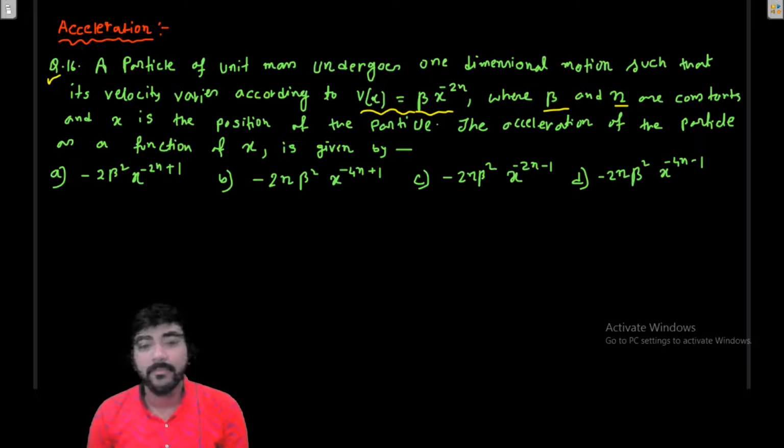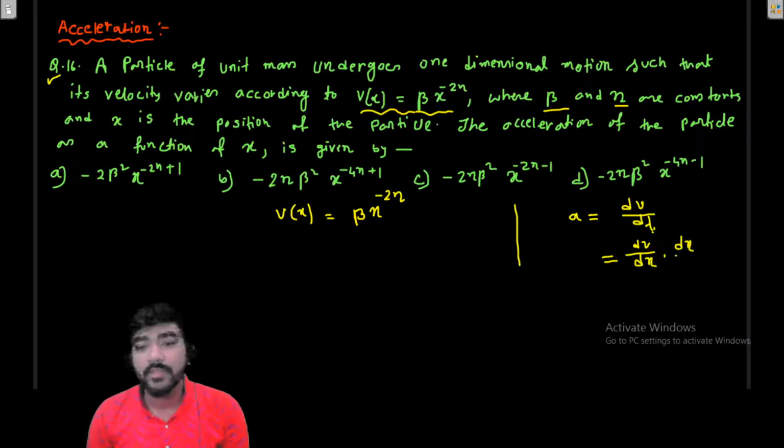So we have v of x, which is nothing but beta x to the power minus 2n. Now what is the acceleration in terms of x? We have acceleration with respect to time, dv upon dt. Now we have to convert this dv/dt in terms of dv/dx. So if we introduce dx here, it will be dv by dx into dx by dt. Now dx/dt is v, and this is dv/dx, so it will be v dv/dx. This is the acceleration in terms of x.